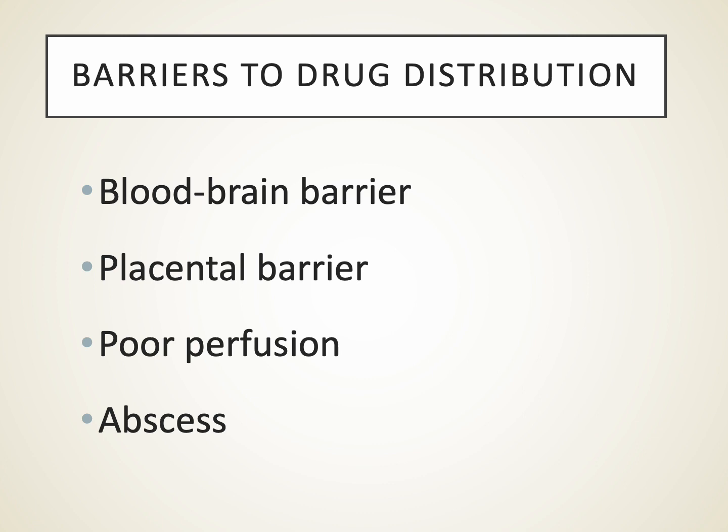There can also be barriers to get the drug to distribute. One of the barriers we think of is the blood-brain barrier, where, to get the drug across the blood-brain barrier to have it work in the central nervous system, that's a consideration. Does it cross the blood-brain barrier or not? Other barriers include the placenta or areas where there's poor perfusion, or if there's an abscess. We'll talk about each of these.